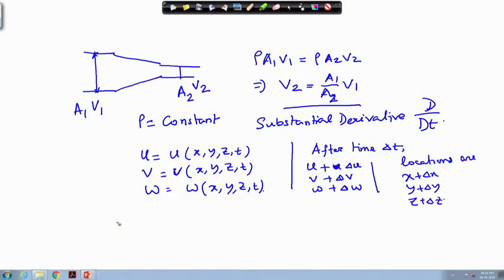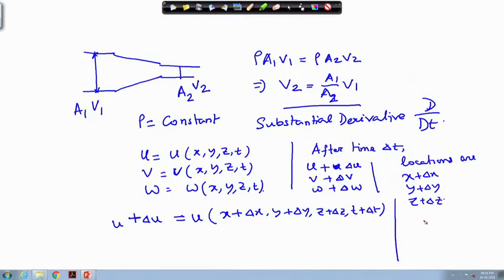So, now what we can write is that u plus delta u is actually the x component velocity at x plus delta x, y plus delta y, z plus delta z and t plus delta t. Now, also you need to highlight what exactly is delta x. Delta x is nothing but u into delta t and so on.